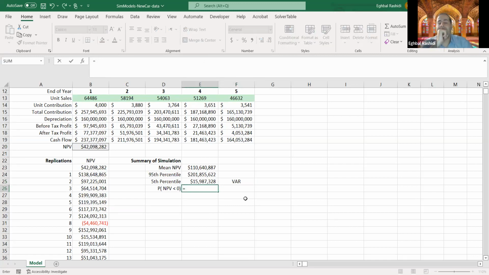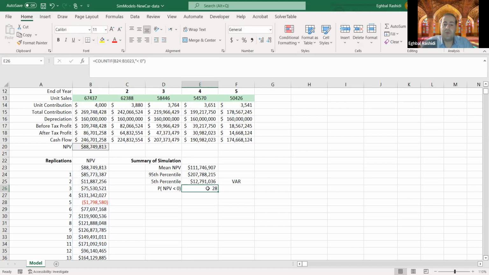So to compute the probability of the MPVs in our replication to be negative, what we can use is the COUNTIF function. So we're going to use the counting function, and we're going to count all the replications' MPV values and count those that are negative. Okay, so I'm going to give it the range 24 to 1023, and the criteria is that we have a negative value. So I'm going to use the double quotation here, less than 0, and I'm going to close the parentheses here.